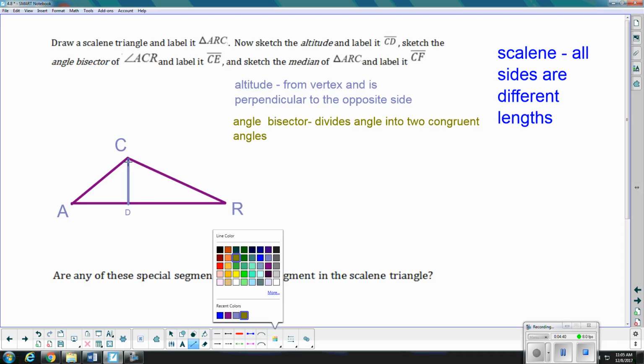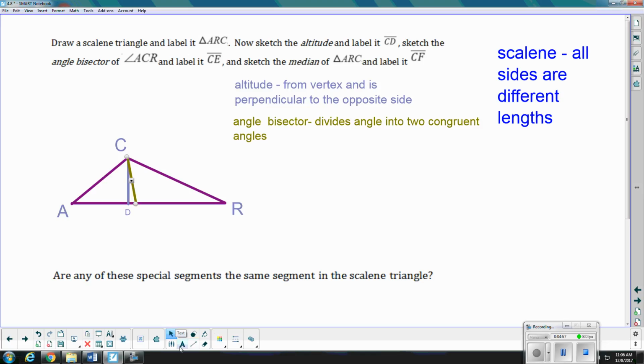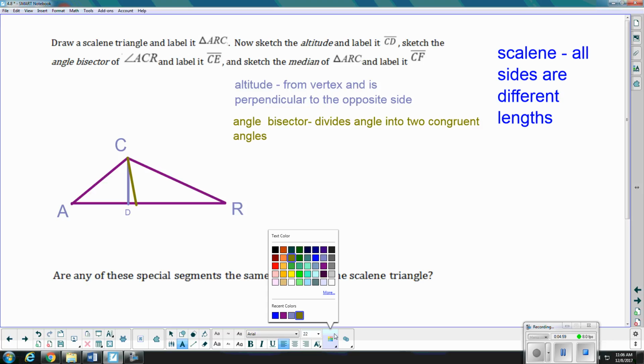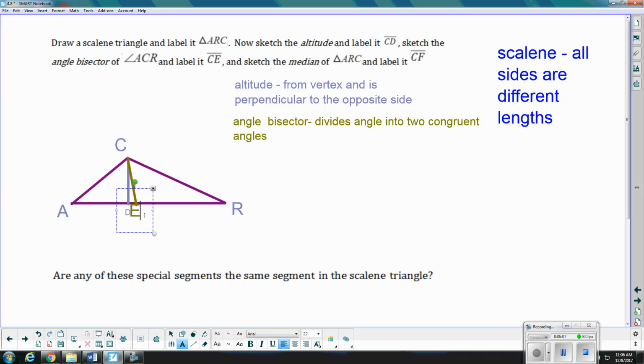Well, I'm going to just estimate here. So I'm trying to divide this angle into two congruent angles. It'll probably be about here. That looks about right to me. Might be a little bit off, but again, it's just an estimate. All right, and it says to label that CE.